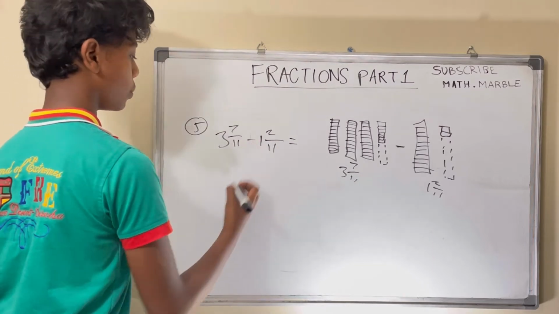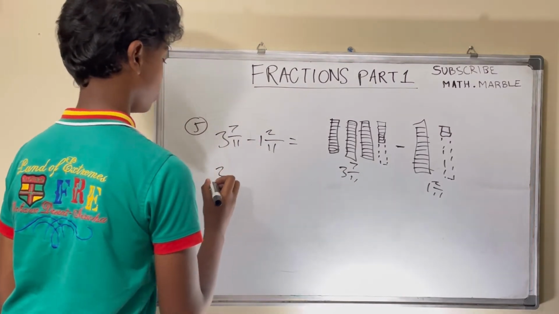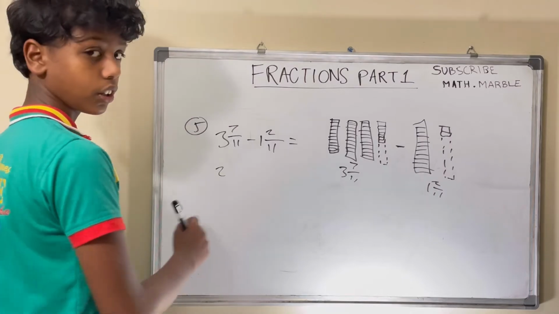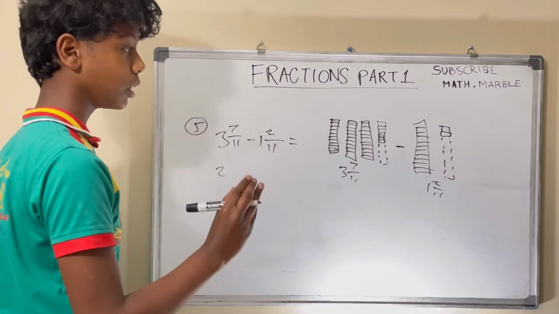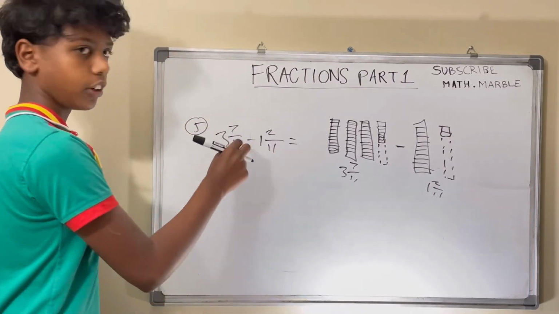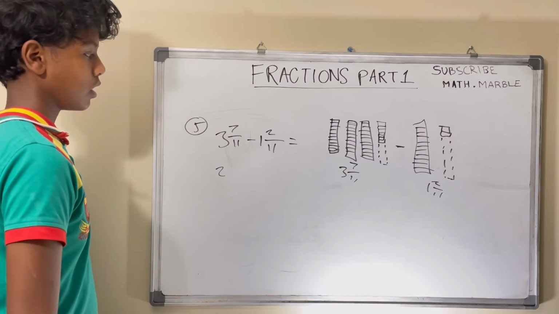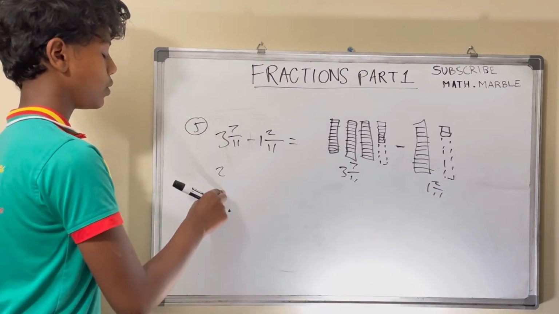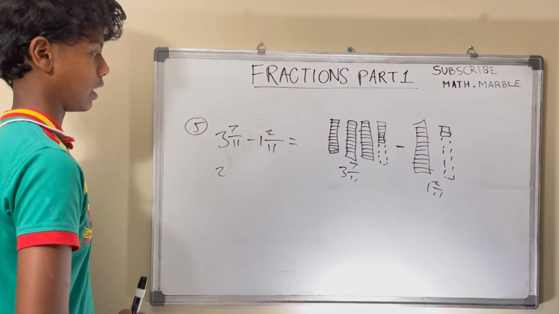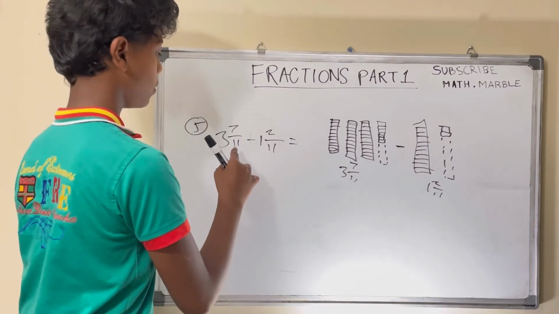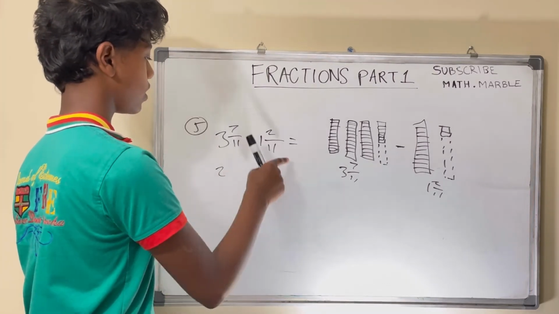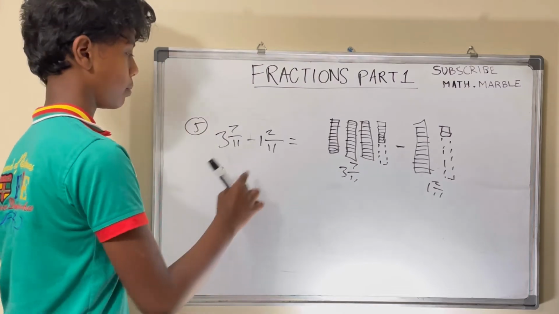So 3 minus 1, 2. 2 chocolate bars. 2 whole chocolate bars I'm giving him. Now we're going to go to the fraction portion. 2 whole chocolate bars that I still have. So now 7/11ths minus 2/11ths.